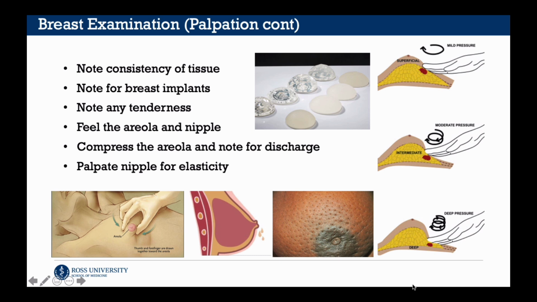As you're doing so, note the consistency of tissue. Note for breast implants. Note any tenderness. Feel the areola and nipple. Compress the areola and note for discharge, and palpate the nipple for elasticity.